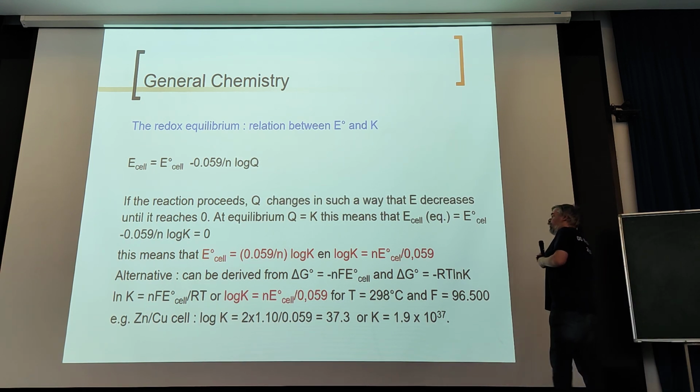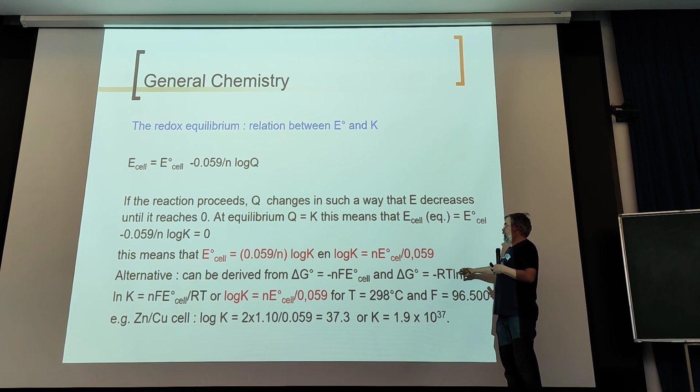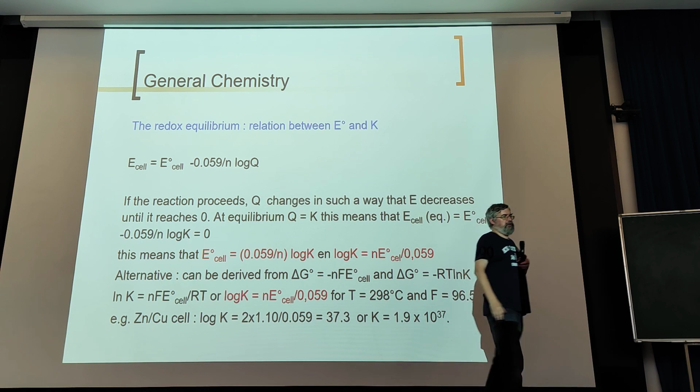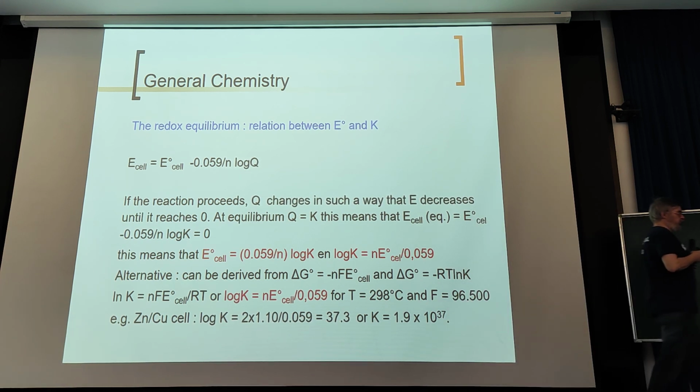So we can come to the same conclusion by deriving it from these two equations, but it amounts to the same thing. So let's take a few examples. For instance, a zinc copper cell. What is the corresponding reaction of zinc metal with copper 2 plus, giving copper metal and zinc 2 plus?